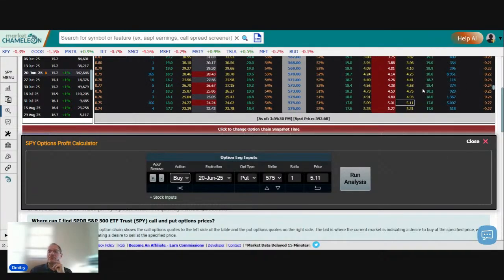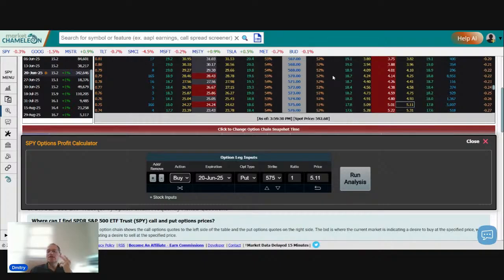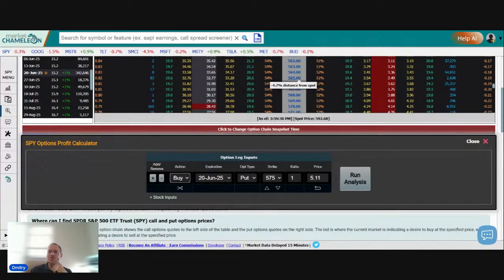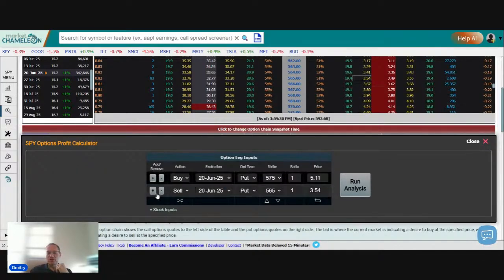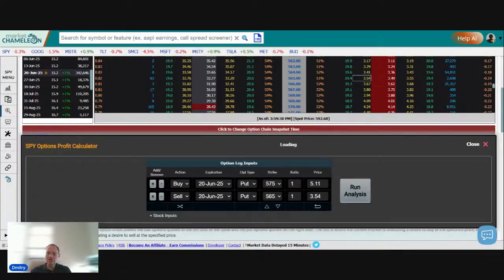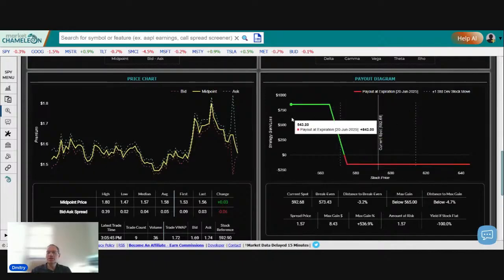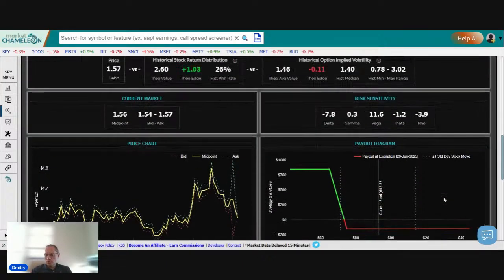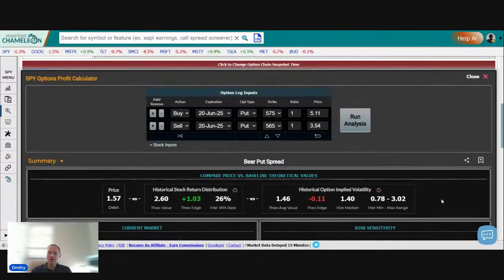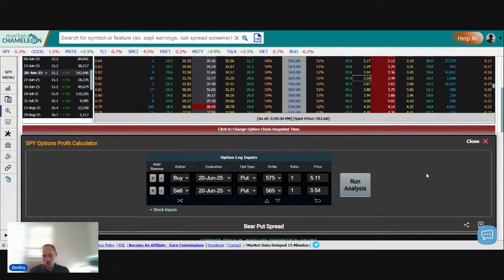So we're going to go out further, and let's do a $10 put spread. I'm going to look at the 565 put, and I'm going to click on the bid. And when I did that, now you see the second ticket come up, selling the June 20th 565 put for $3.54, which is the price of that bid. So this is a traditional put spread, right? If you run an analysis here, what this looks like is a vertical put spread. But since we're doing a ratio, we need an extra put, an extra leg.